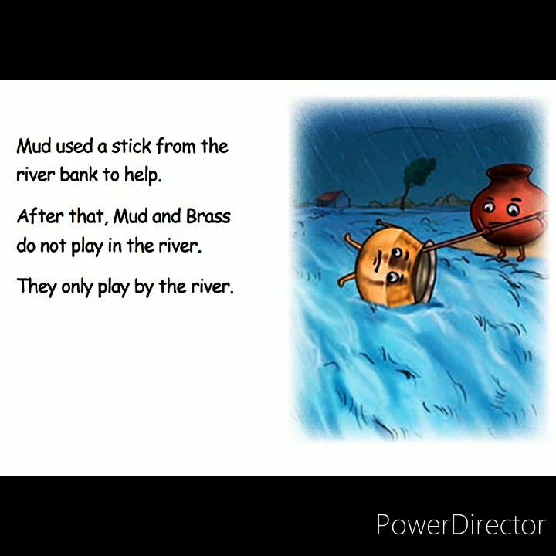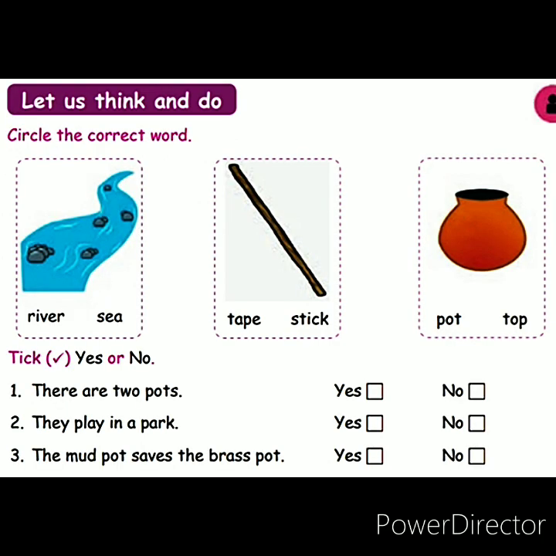Shall we move on to the exercise, dear children? Now first question is, circle the correct word. You have to look at the picture and circle the answer. What is the first picture, dear children? River or sea? Yes, very good, river. Second one, tape or stick? Stick. So you should circle stick. S-T-I-C-K, stick. Third one, pot or top? It's a pot, P-O-T, pot. So circle pot.